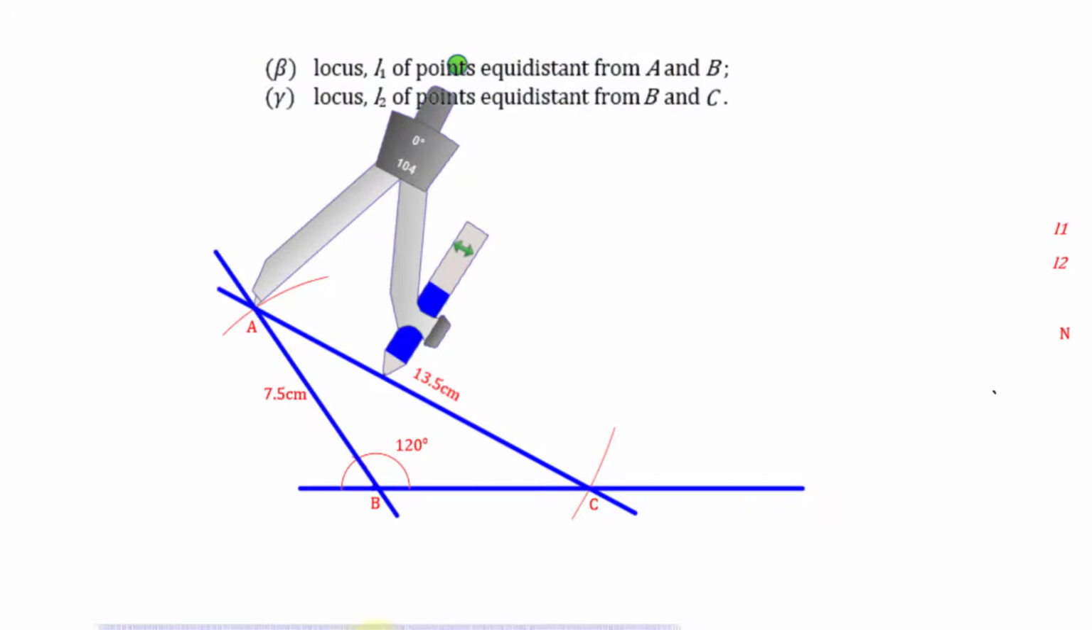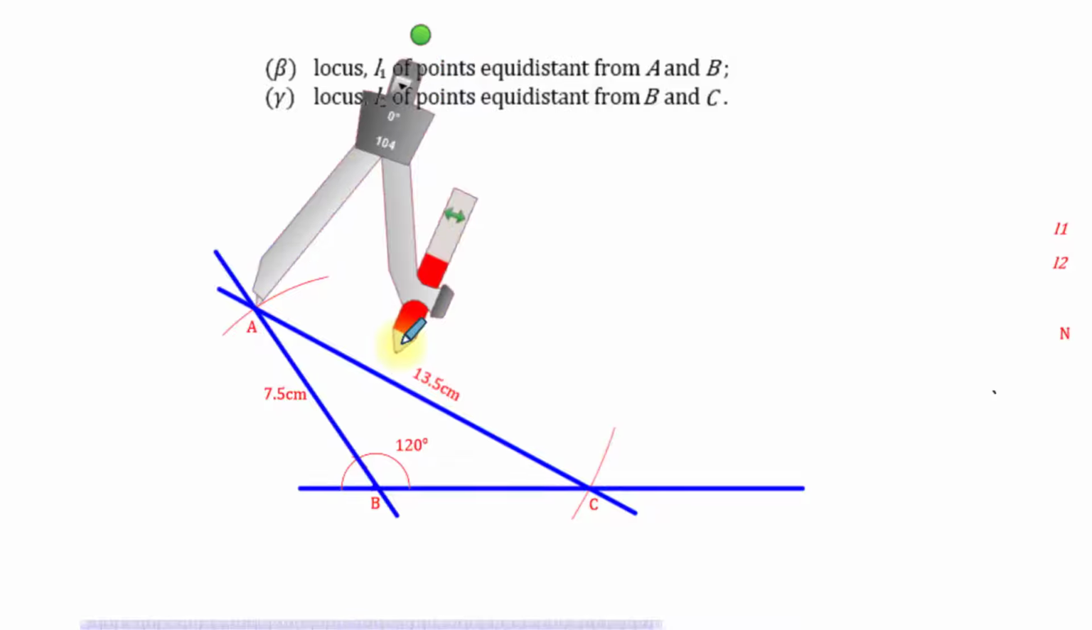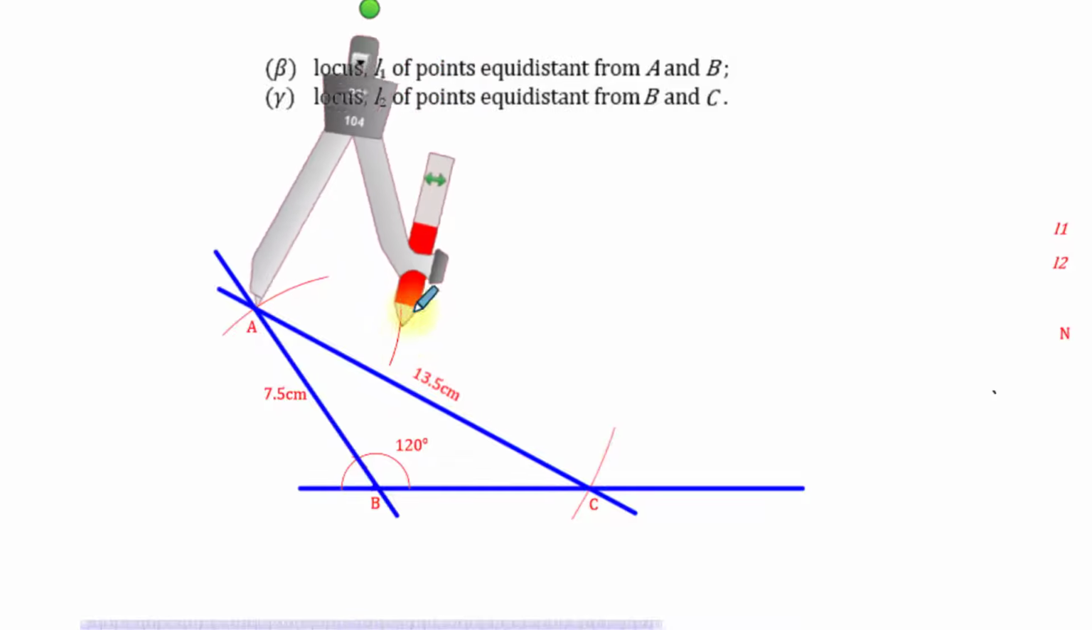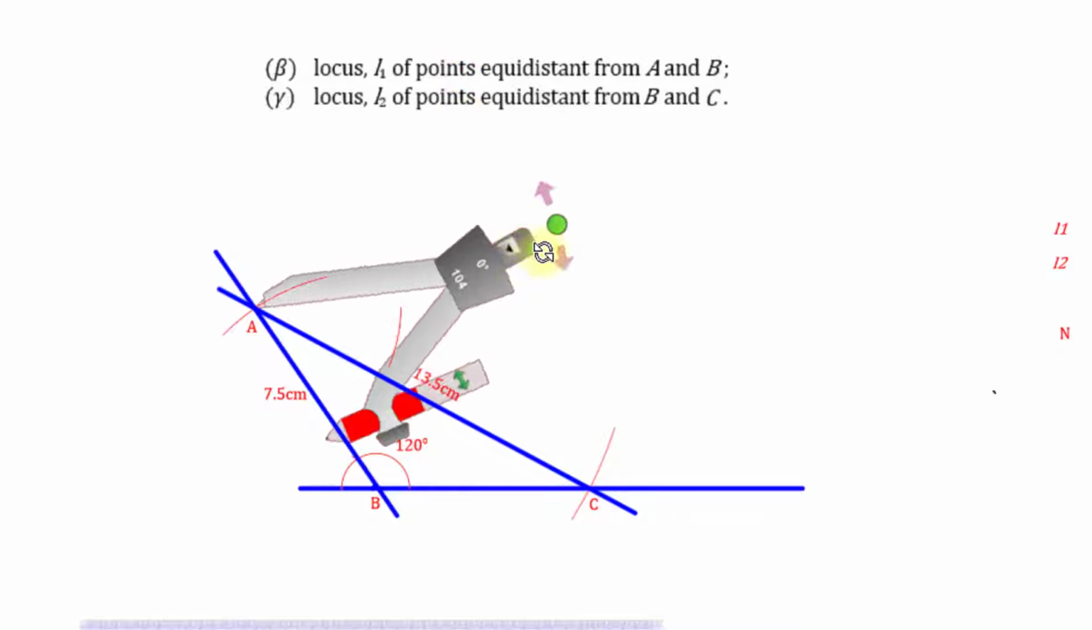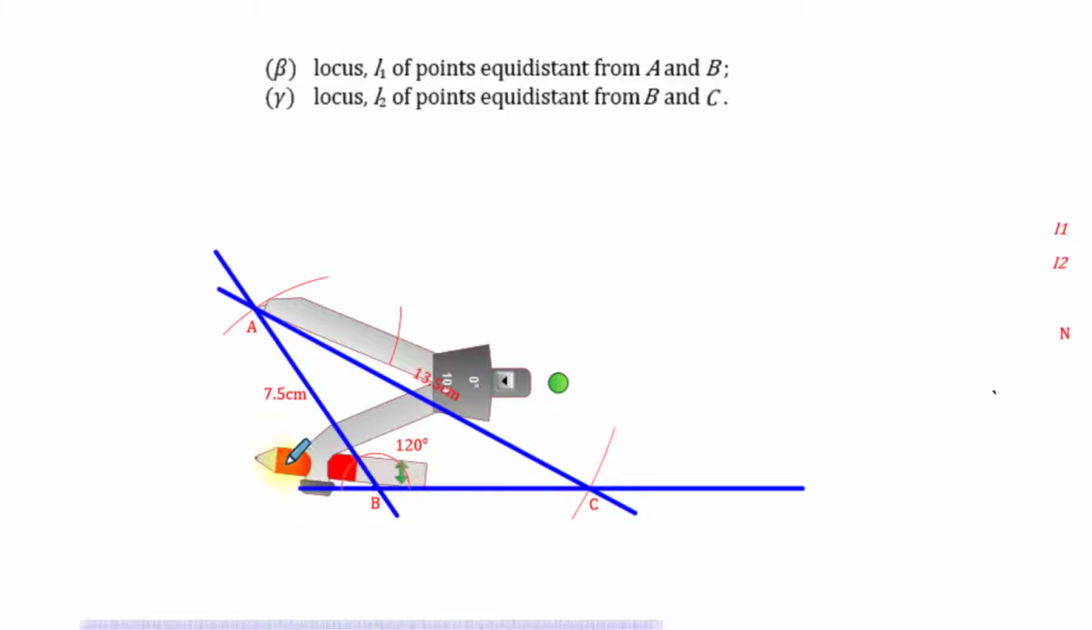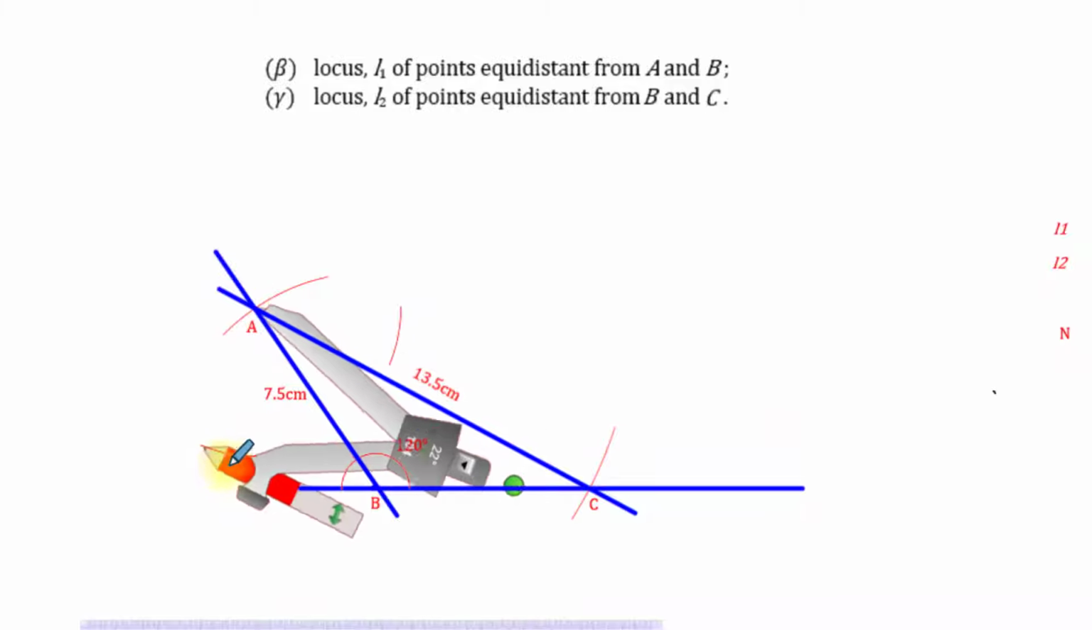So just take a particular radius and we are going to use it to mark off. I think I'm okay with the ruler for now. So let's say we mark off this particular point here, and in the same vein we also mark it off here.